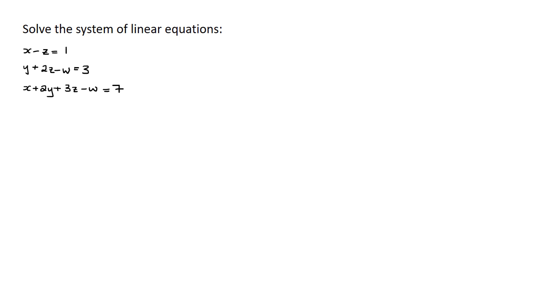So for my matrix, I'm going to use x, y, z, and w as my entries. Okay, so my coefficients here are 1, 0, -1, 0, is equal to 1. So this line, remember, tells us where that equal sign goes. In my next row, I have 0, 1, 2, -1, and this is equal to 3.